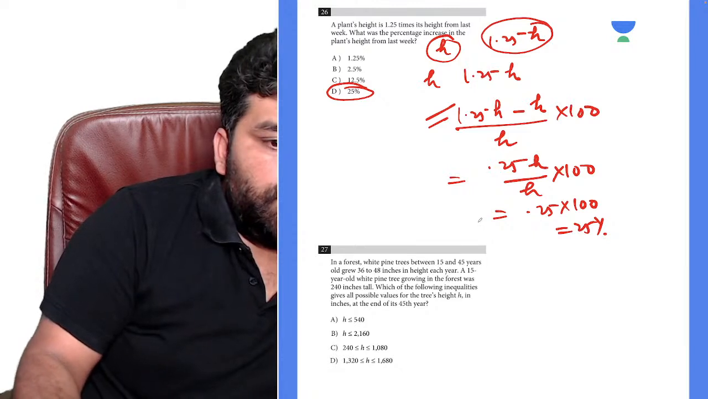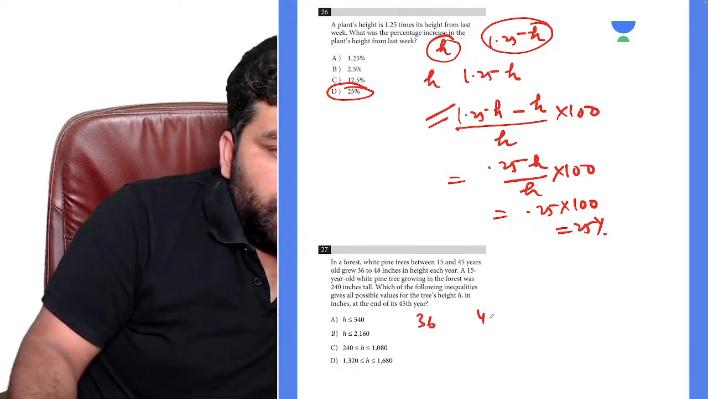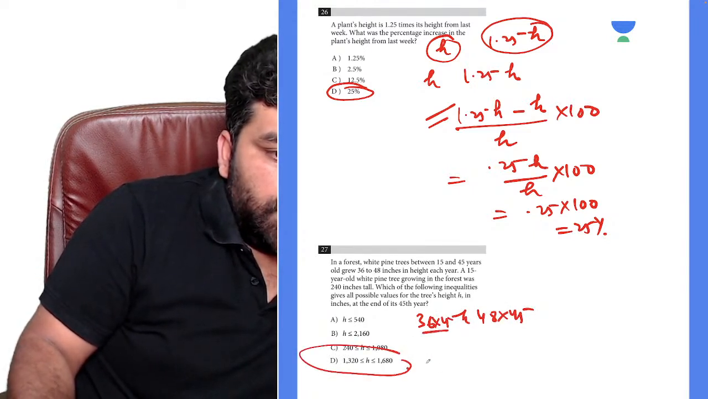Yeah, so for the 45 years, just multiply 36 into 45 and 48 into 45. So the height should be in between of that, right? So I think that will be in the case of D.